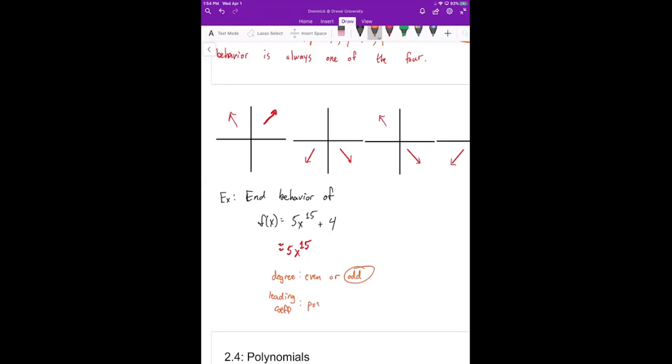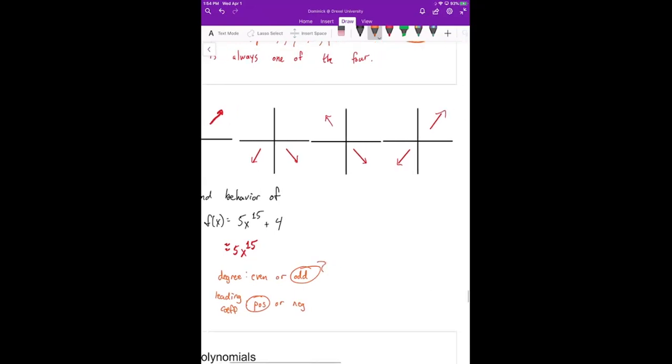Is it positive or negative? It's 5, which of course is positive. So now what's the easiest example of an odd degree? That would be x to the first, right? 1 is the easiest odd number. What's the easiest positive coefficient we could have? That would be a positive 1. And of course, if you simplify this, this is y equals x.